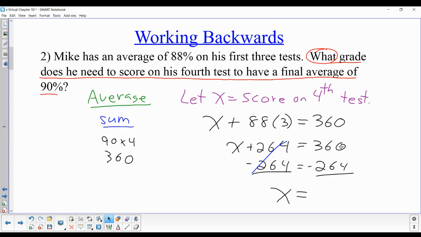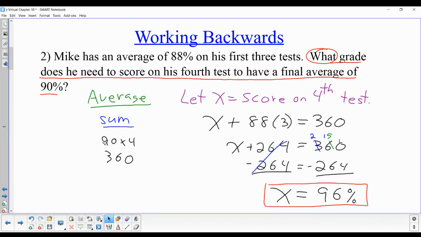On the right side, we go to subtract. You can't do 0 minus 4, so you borrow. You borrow from the 6, it becomes a 5, and the 0 becomes a 10. 10 minus 4 is 6. And then when you borrow to do 5 minus 6, you get 15 minus 6 is 9, and 2 minus 2 is 0. Which means Mike needs to get a 96 on the 4th test to have an average of 90 on all 4 tests.